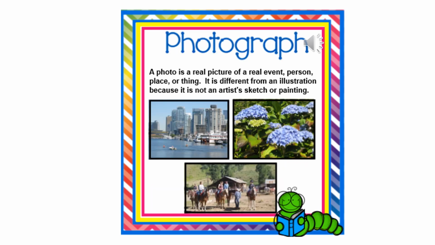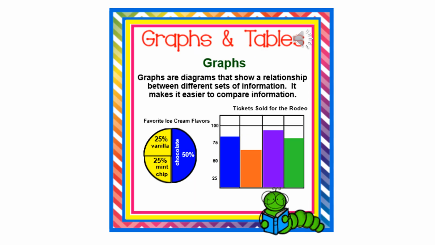Photograph. A photo is a real picture of a real event, person, place, or thing. It is different from an illustration because it is not an artist's sketch or painting. Graphs and tables. Graphs are diagrams that show a relationship between different sets of information. It makes it easier to compare the information.